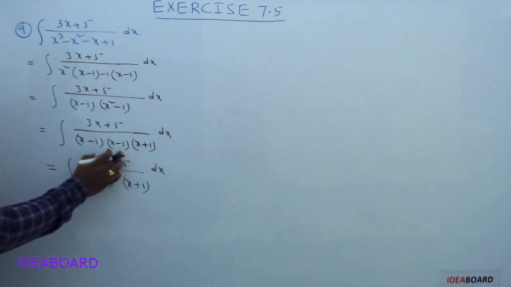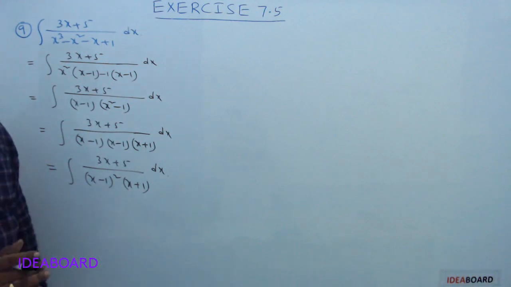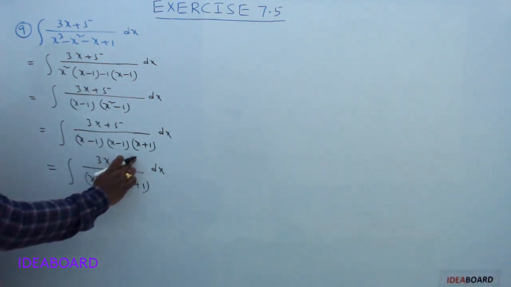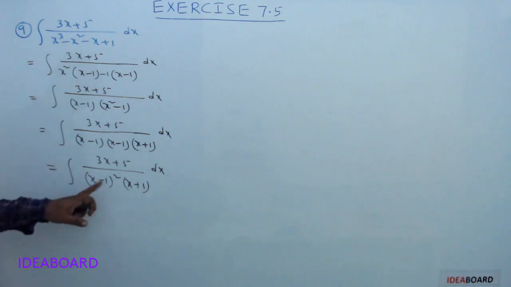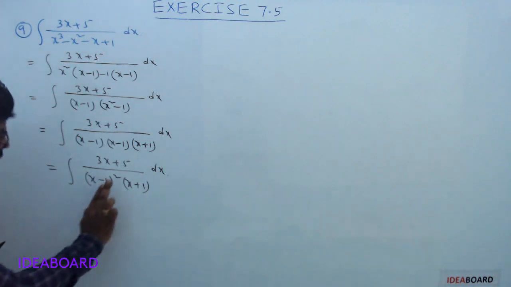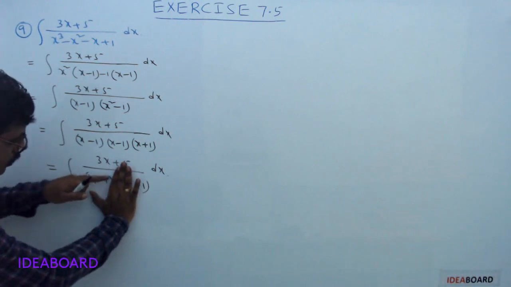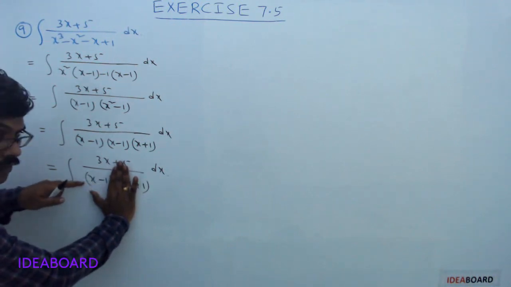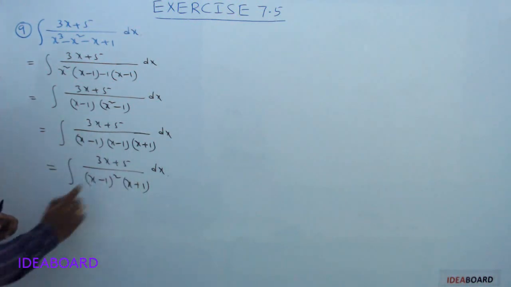Degree of numerator will be 1. Degree of denominator is 3. Degree of numerator is less than degree of denominator. It is a proper fraction. Then observe the factors in the denominator. If you close this power, it is a linear factor. x minus 1 is a linear factor. How many times will it be repeated? 2 times.